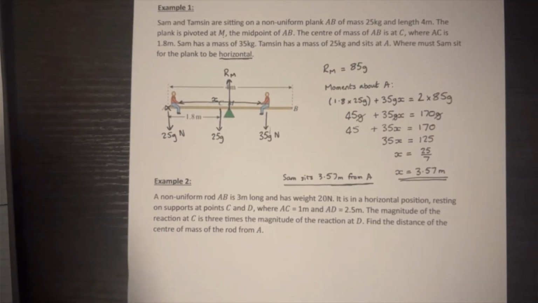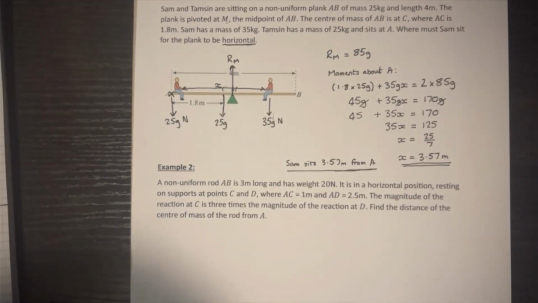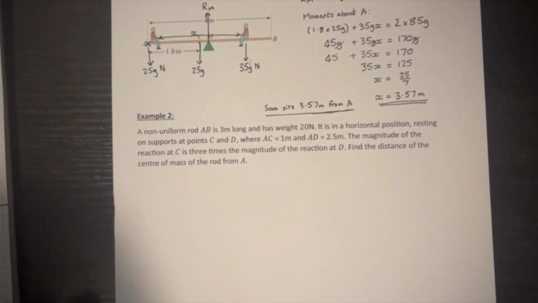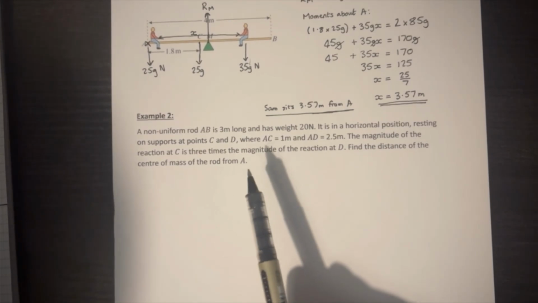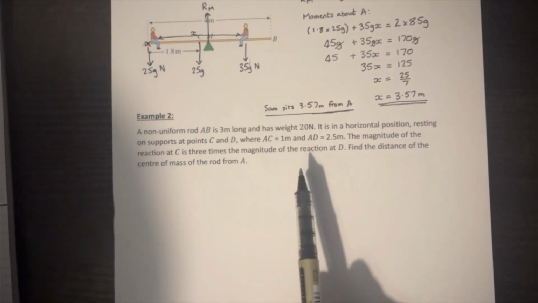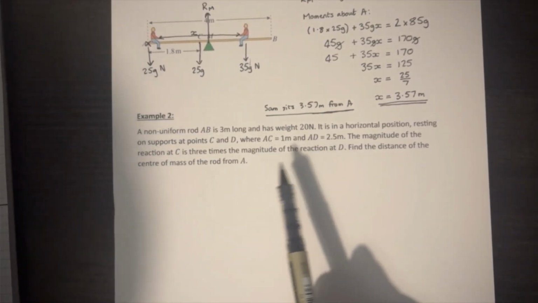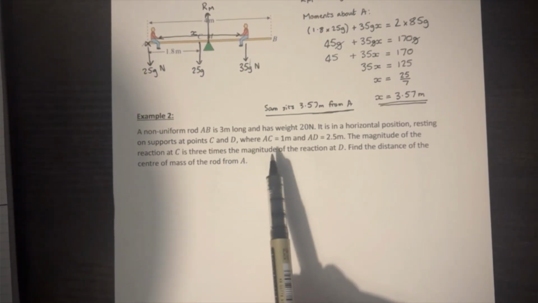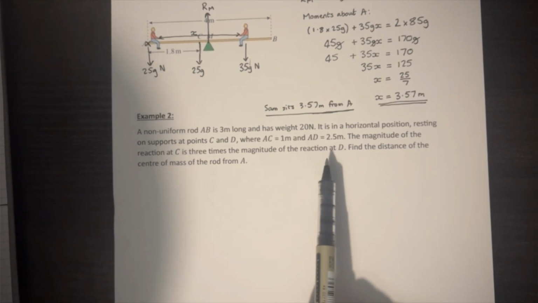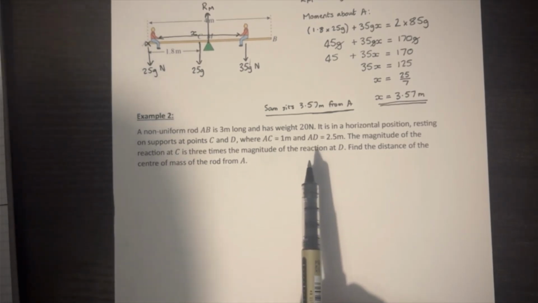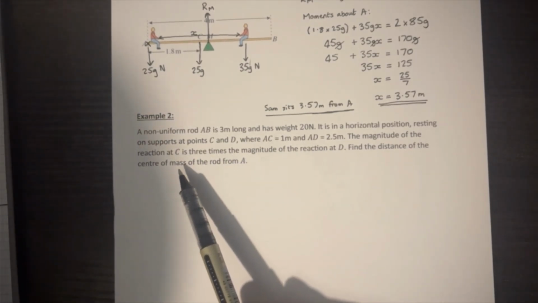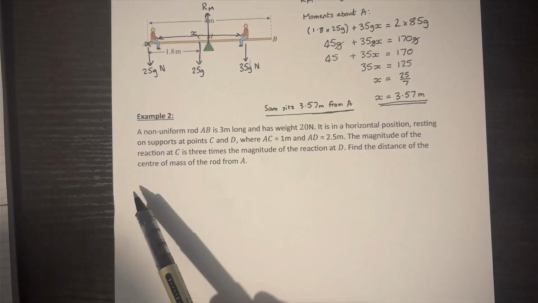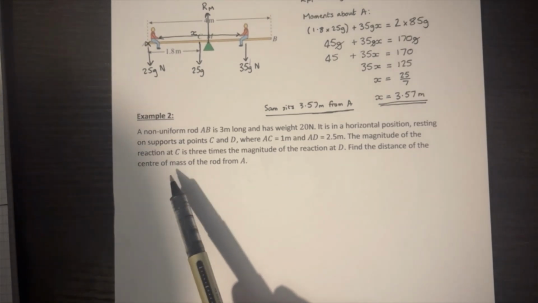Our second example. This time we've not been given a diagram, so we're going to draw the diagram in there. A non-uniform rod AB is 3 meters long and has weight 20 newtons. It's in a horizontal position resting on supports at points C and D, where AC is equal to 1 meter and AD is equal to 2.5 meters. The magnitude of the reaction at C is 3 times the magnitude of the reaction at D. Find the distance of the center of mass of the rod from A.